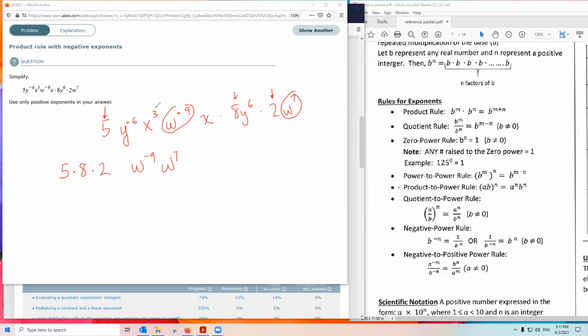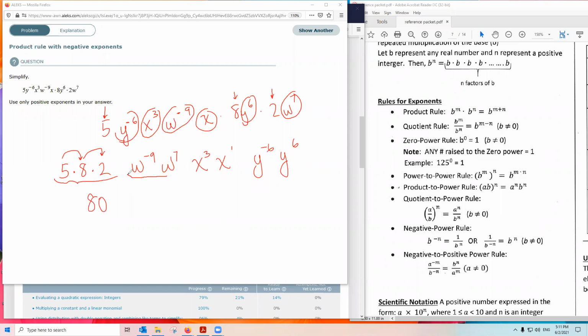Maybe I'll put the X's next. Here's an X to the 3. Here's an X, but I'm going to write that as X to the 1. And then here's a Y to the -6 and a Y to the +6. All right. Well, now I can just simplify each one of these expressions. Let's do the numbers. 5 times 8 is 40. 40 times 2, that's 80.